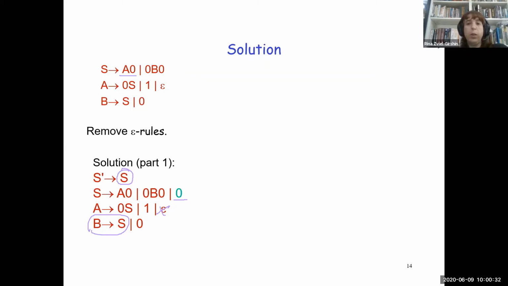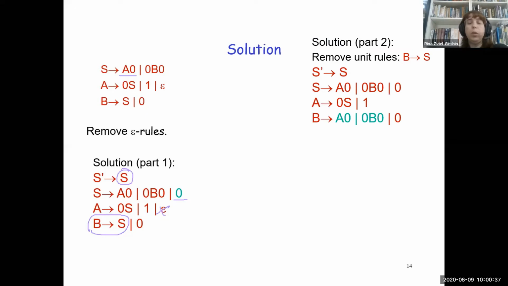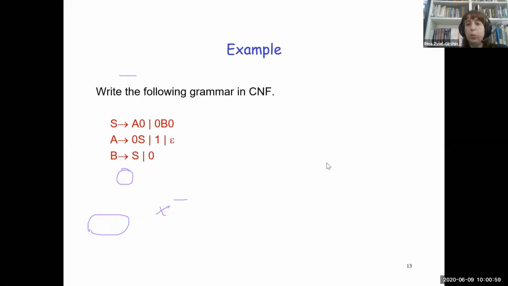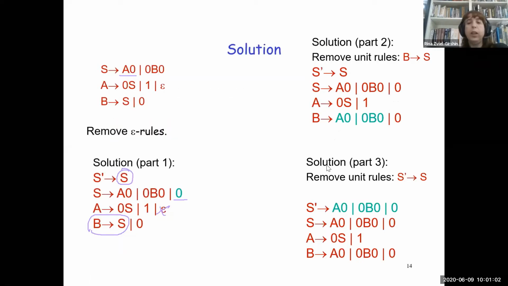Okay, so we will move to the next step. I replace S, B derives S, so I write what is derivable from S. Please pay attention that I had 0 and I also added 0. I don't write B derives 0 twice. I write it only once. Then I replace the unit rule. Wait, I'm moving in the wrong direction. S cap derives S. So basically I write here the right-hand side.